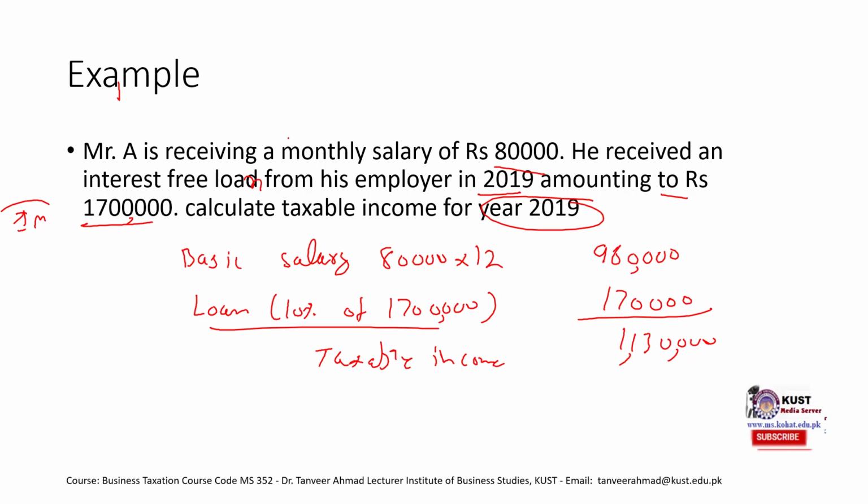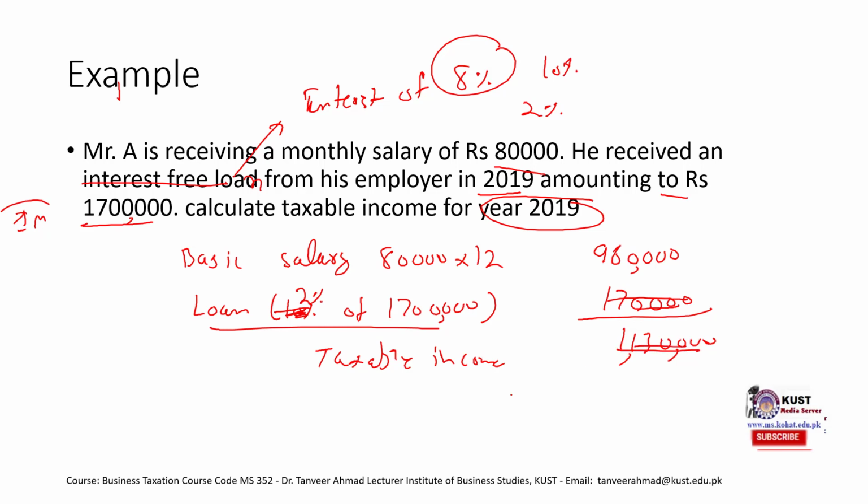What if it wasn't an interest-free loan, rather the employer charged an interest of, say, 8% on this loan? Then the difference between 8% and 10% is 2%. In that case, instead of 10%, we would only charge 2% of the loan amount, and similarly this amount would also be changed.